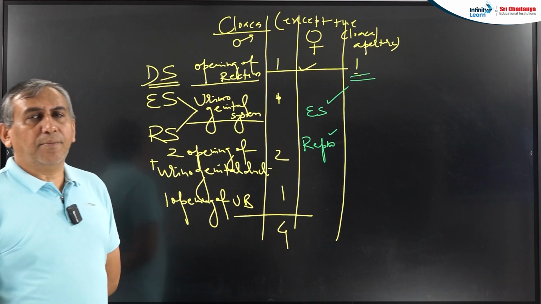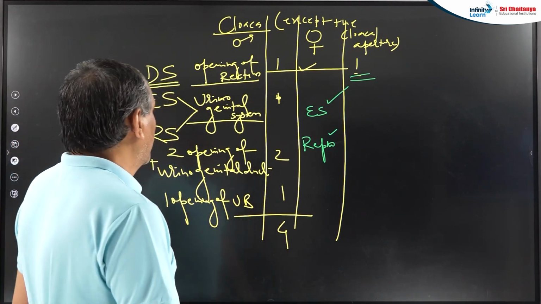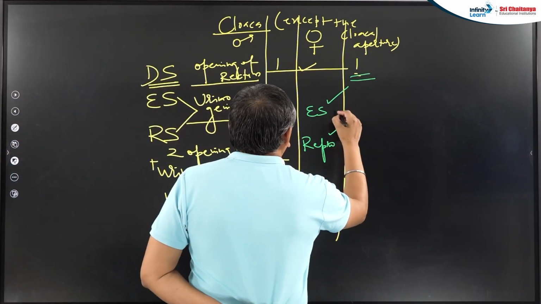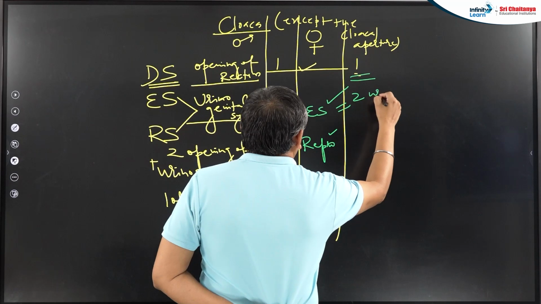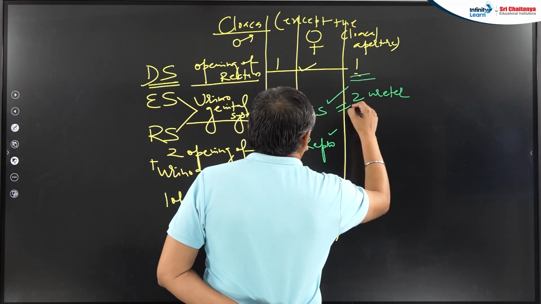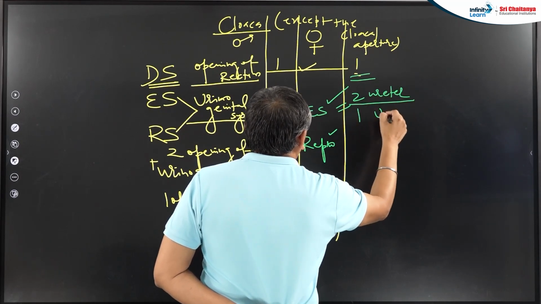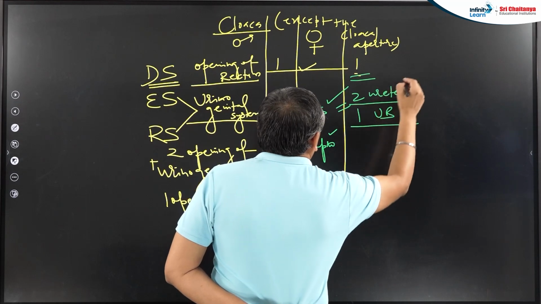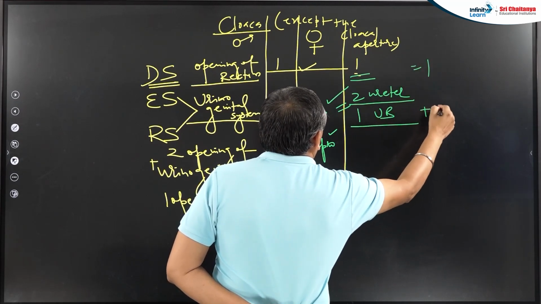Both the systems are separate in female frog. So you can say there are two openings of ureter. See carefully towards the board. Two openings of ureter, one opening of urinary bladder. Okay, so 1 plus 3.